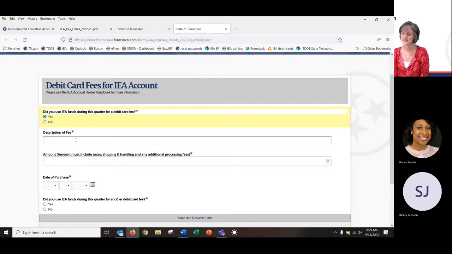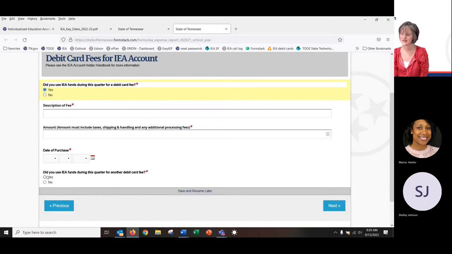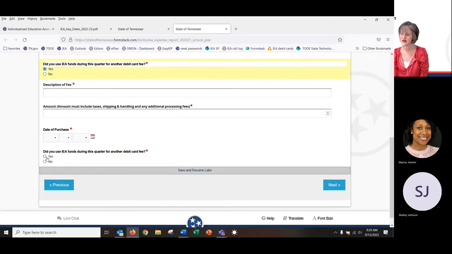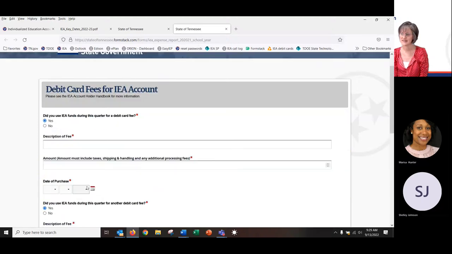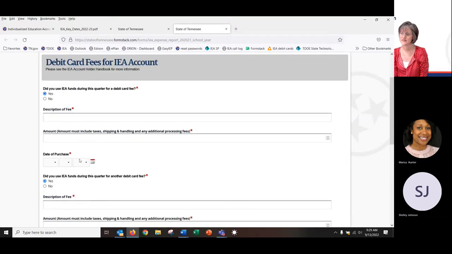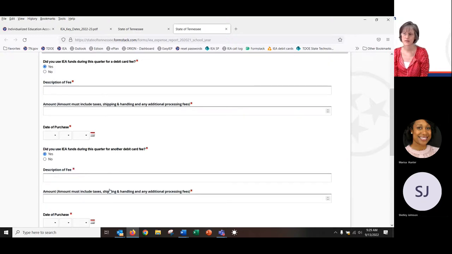So you want to write a description of the fee, the amount, and then the date that the fee was incurred. And I added another option here. I think now you've got three options that you can add debit card fees here. So if you've got any of those debit card fees, you want to list them here.